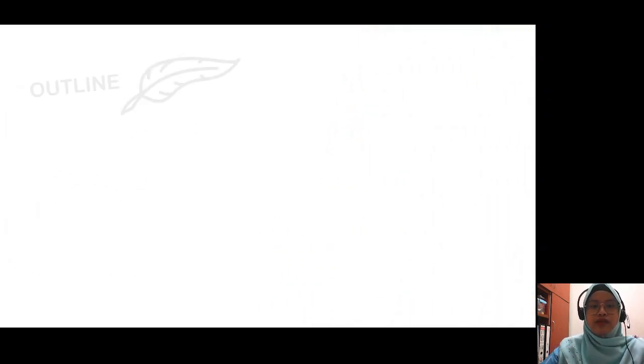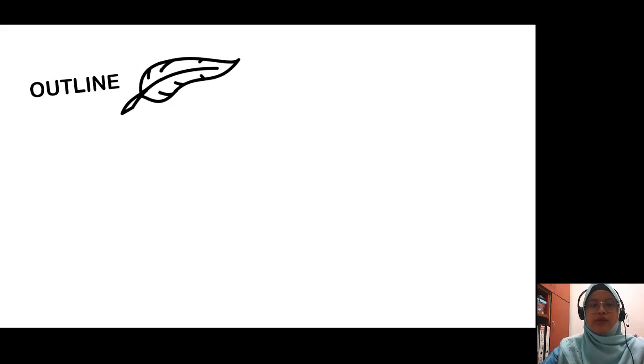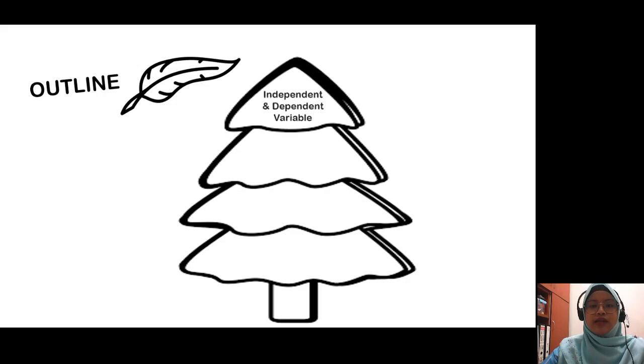So first of all, these are the outline. What are we going to learn in chapter 3? The first one is the independent and dependent variables. So it relates with your previous chapter, chapter 2. In chapter 2, you had plotting the graph. Which kind of graph? We have an XY plane graph. So in this chapter 3, again you have a plotting of the graph.